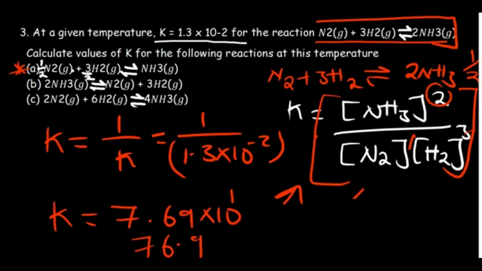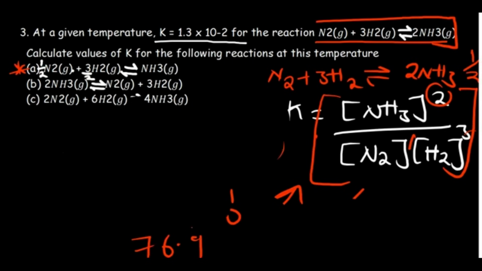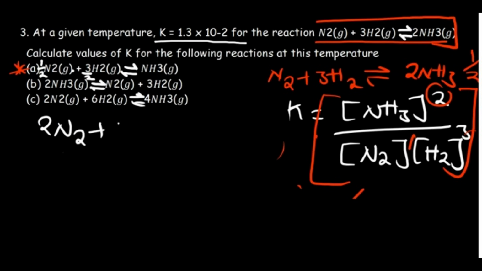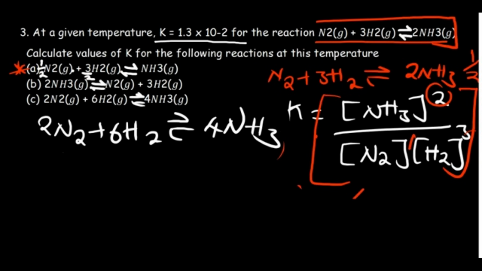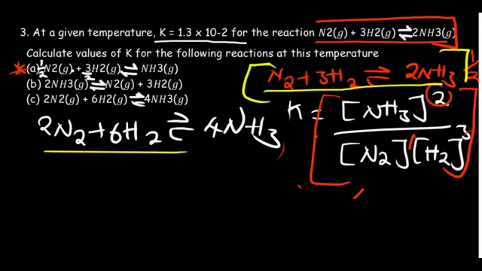Going to our C, what has happened to the equation in comparison to the original equation? What has basically happened there? So we have 2 nitrogen gas plus 6H2 giving 4 NH3. So if you compare this equation with the actual equation, what do you think has happened there? It's like we've multiplied that equation by 2. It's like we've doubled everything.